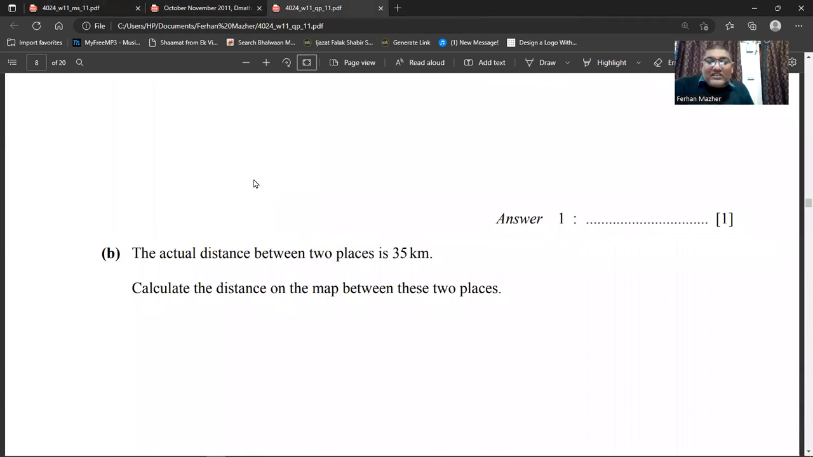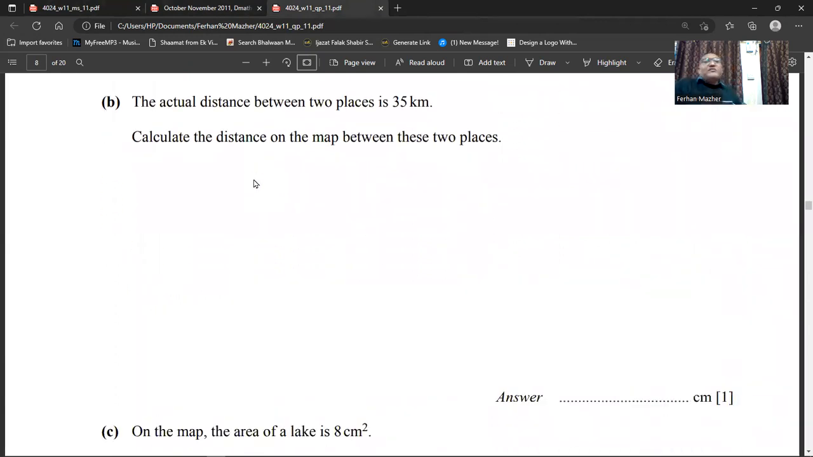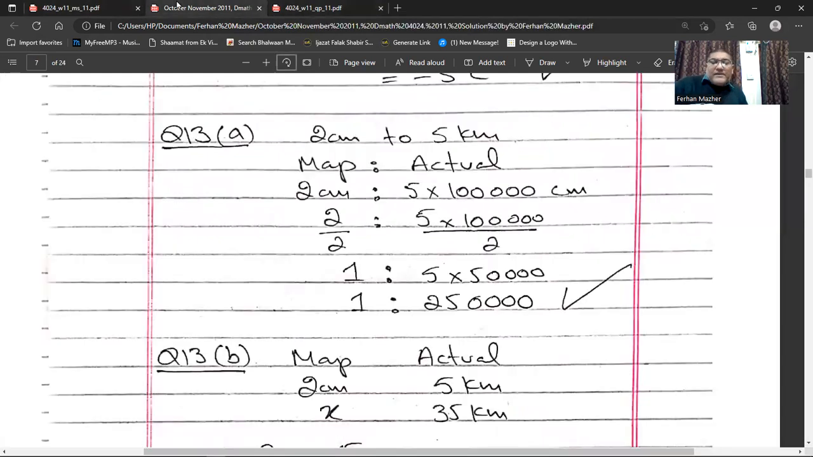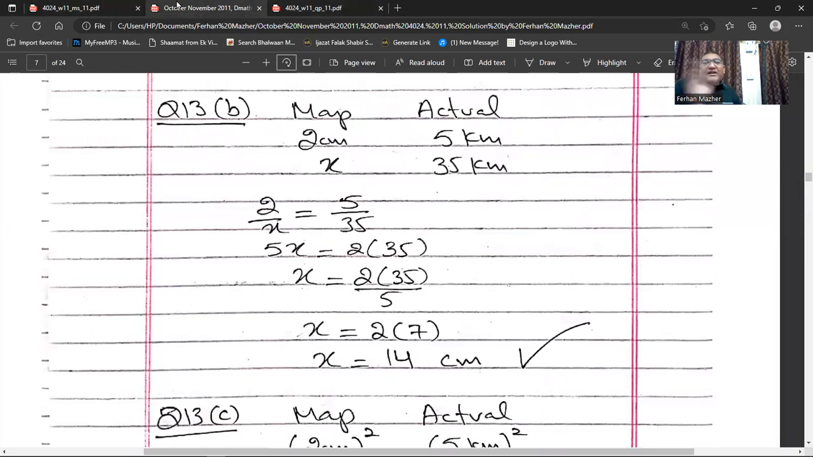He says, this is the B part, the actual distance between two places is 35 kilometers. Calculate the distance on the map between these two places. Okay, so I can use the proportion method. On the map, if something is 2 centimeters apart, that means actually they are 5 kilometers apart. Now something is actually 35 kilometers apart. How much will be the length on the map? That is the question. So 2 by x is equal to 5 by 35. So cross multiplying, you will have 5x equals 2 into 35.